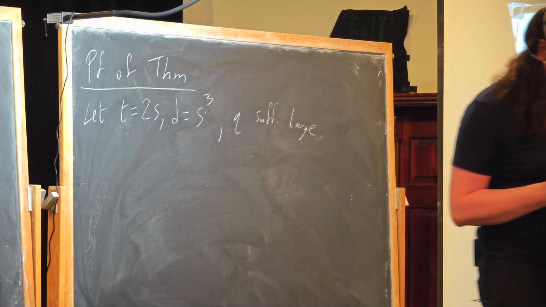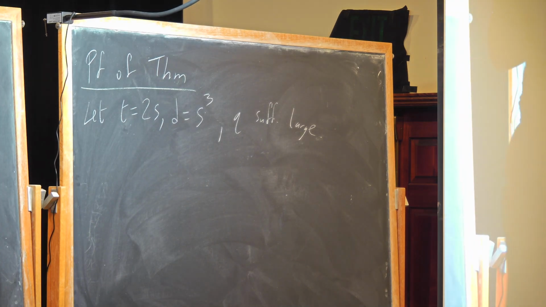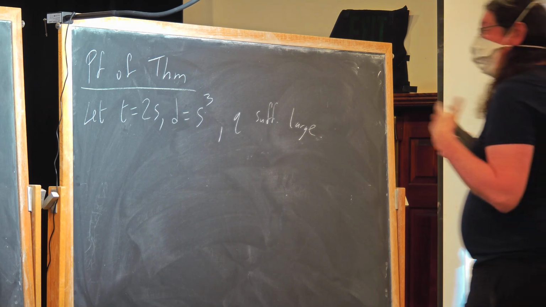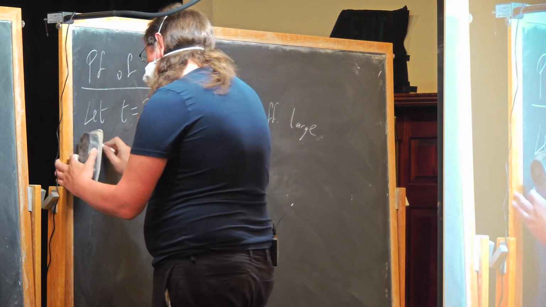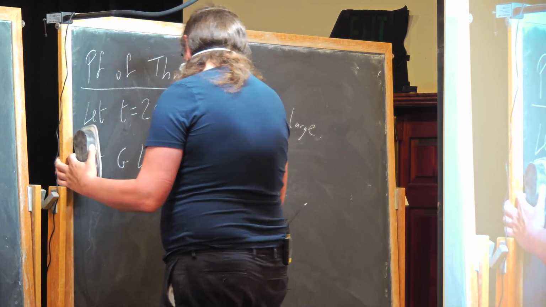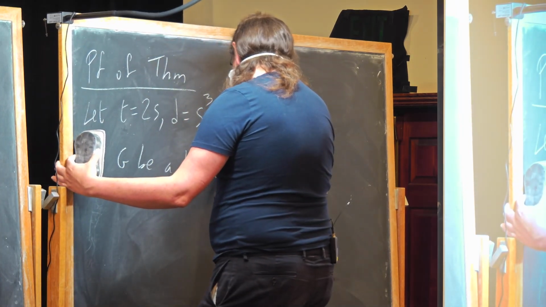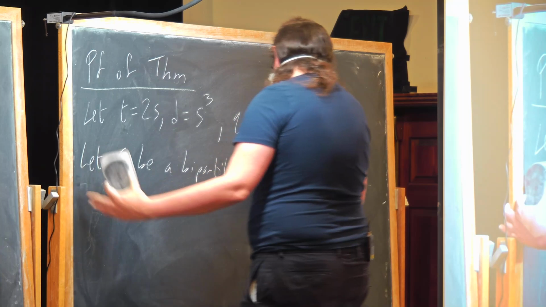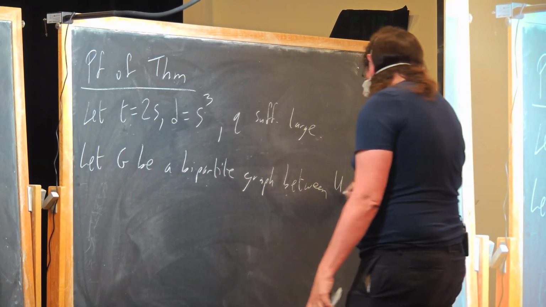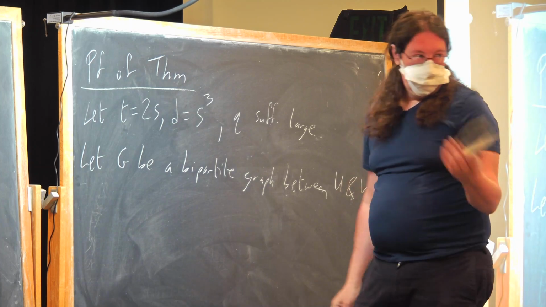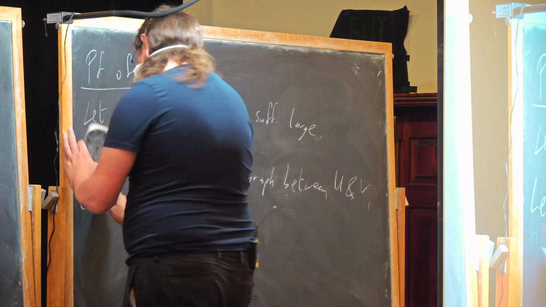All right, so I want to try and define a graph. The classical approach to this just uses a random thing to define a graph to get a lower bound. Here I'm going to use one of these random polynomials. So let G be a bipartite graph between two vertex sets U and V, each of which is just a copy of Fq to the s.